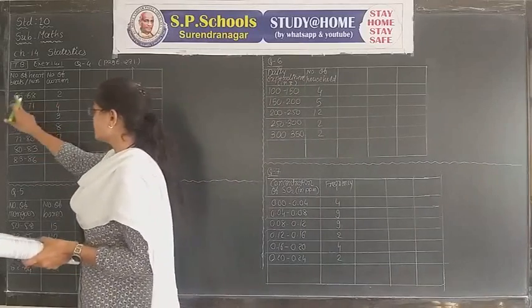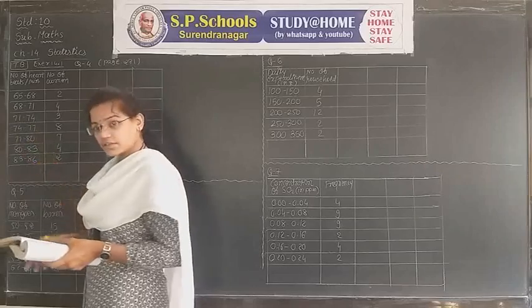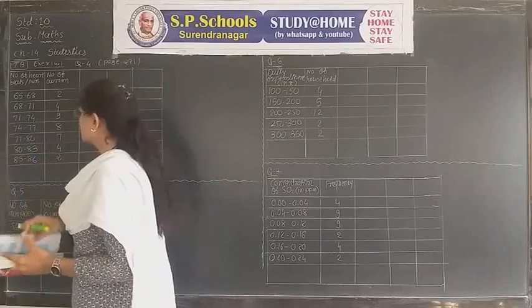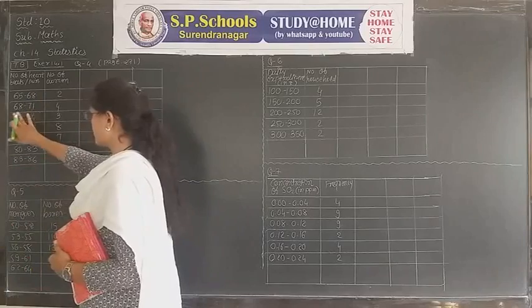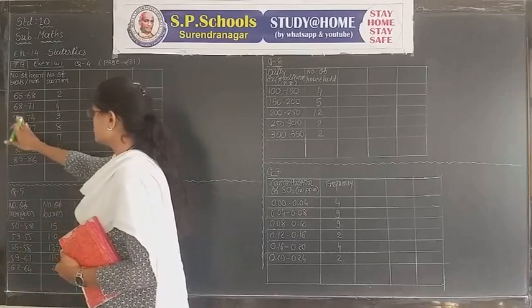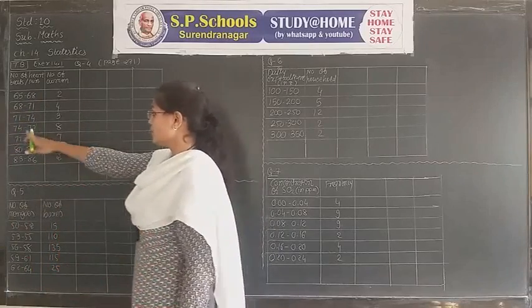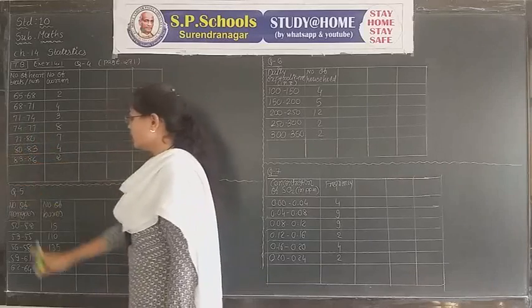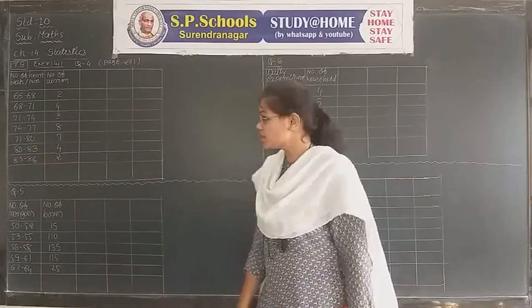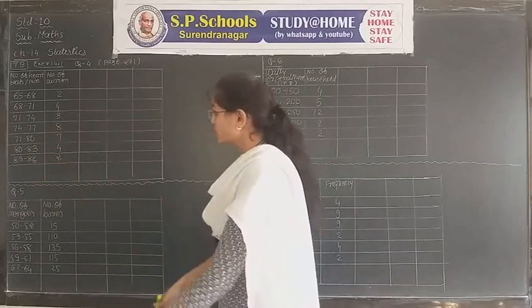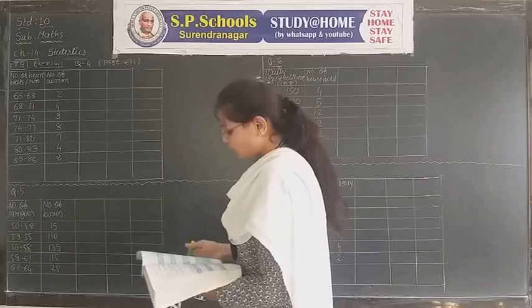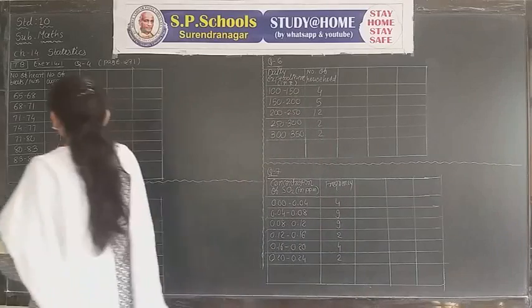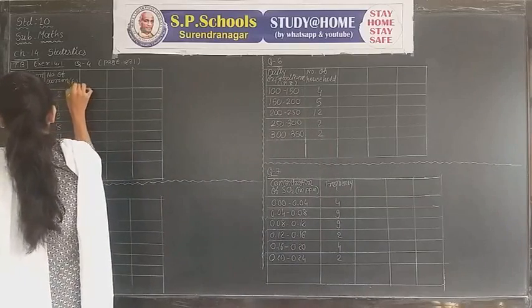See, the class intervals are in continuous frequency distribution form: 65 to 68, 68 to 71, 71 to 74, 74 to 77, 77 to 80, 80 to 83, 83 to 86. And the consecutive number of women means the frequency. It is called the frequency that is given.